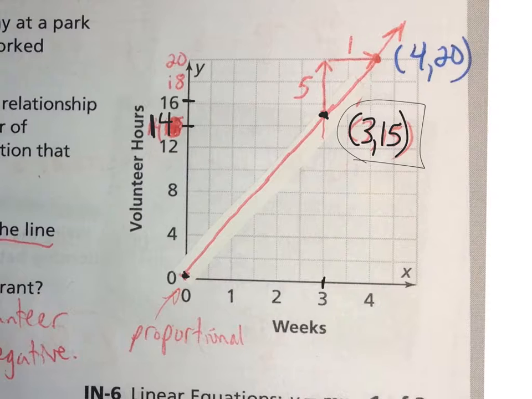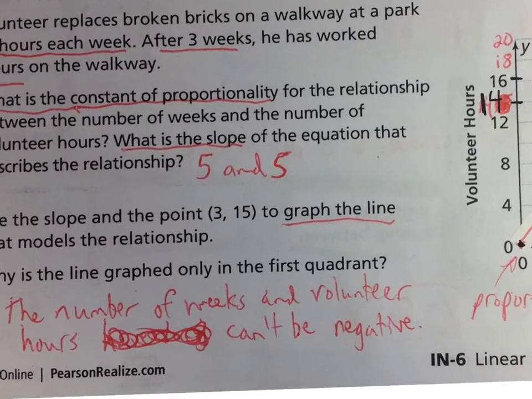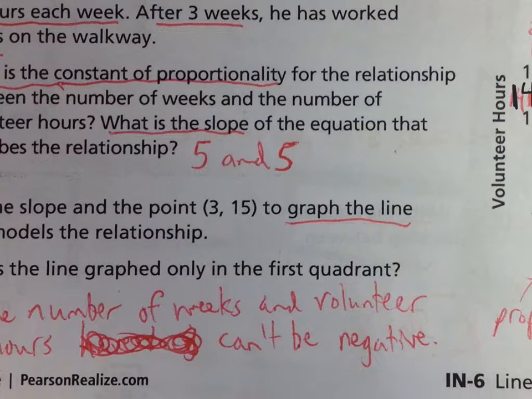So from that, you could say we go up 15 and over 3. So 15 divided by 3 would be 5. So 5 would be our slope. 5 would also be our constant of proportionality.